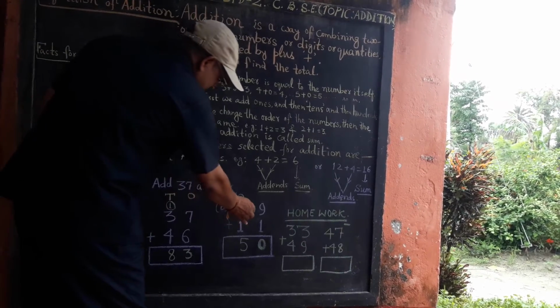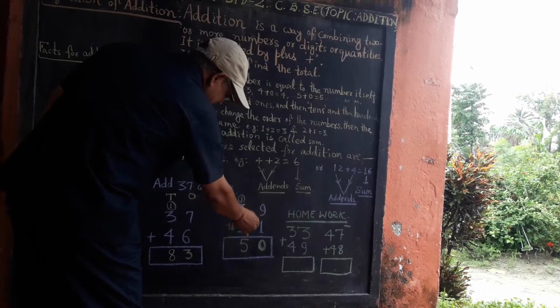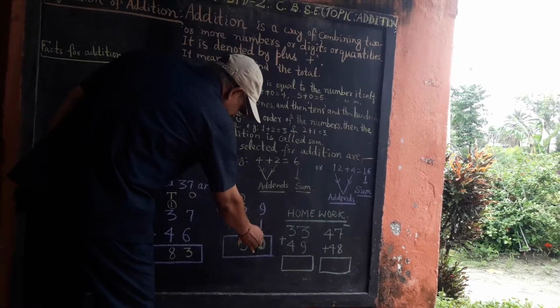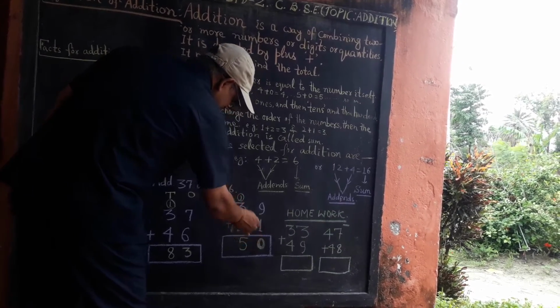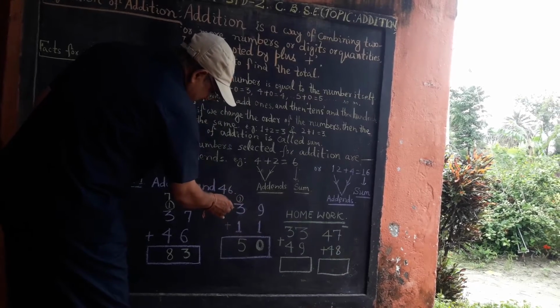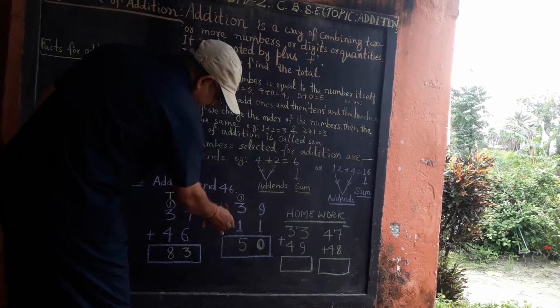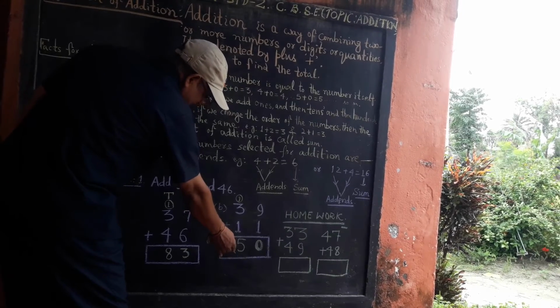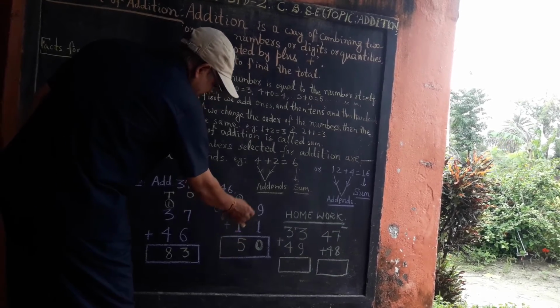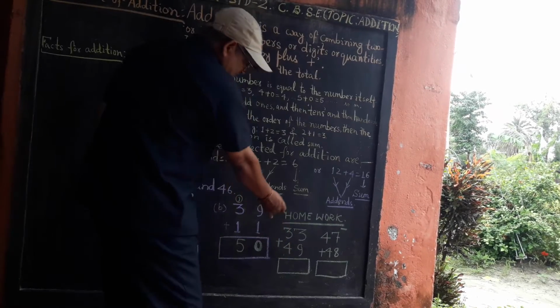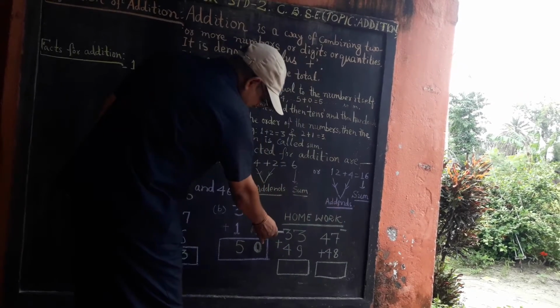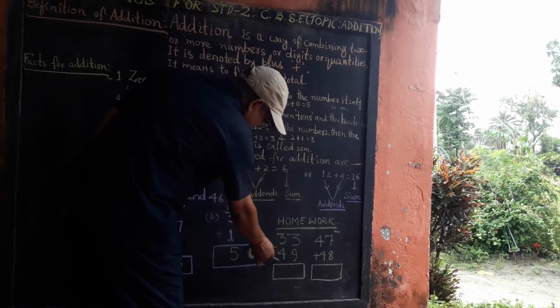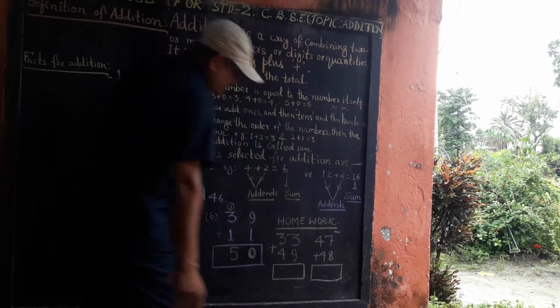Example second. 39 plus 11. 9 plus 1 is equal to 10. 0 is here and carry 1. Then 3 plus 1, 4 plus 1, 5. So your answer is 50. This is the sum and these are addends. This is your homework. You have to add at home 33 plus 49, 47 plus 48.